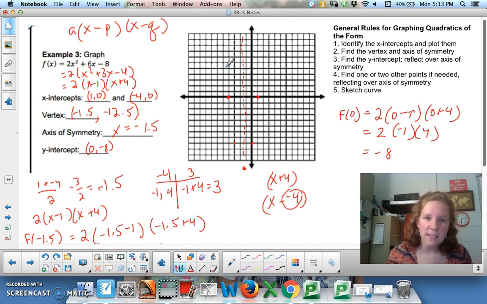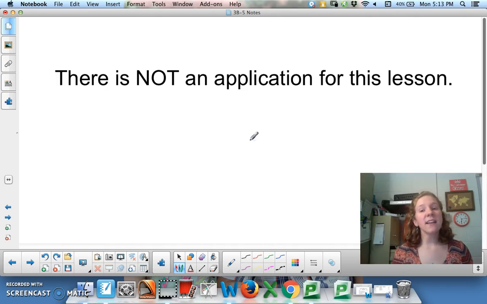And then I'm going to sketch this curve. Okay, if you want to get some extra points, you can. Usually 5 points is enough, though. So there we go. Okay. There is not an application for this lesson. Go ahead and do some practice. Let us know if you need help.